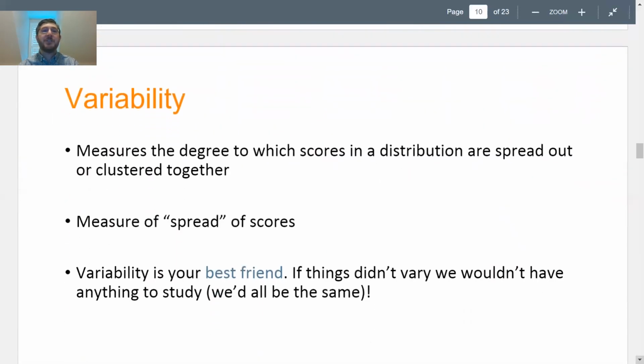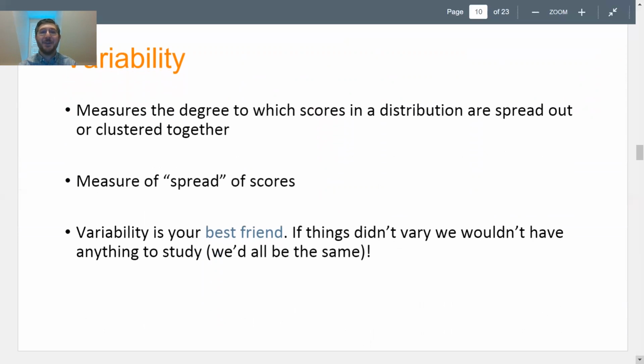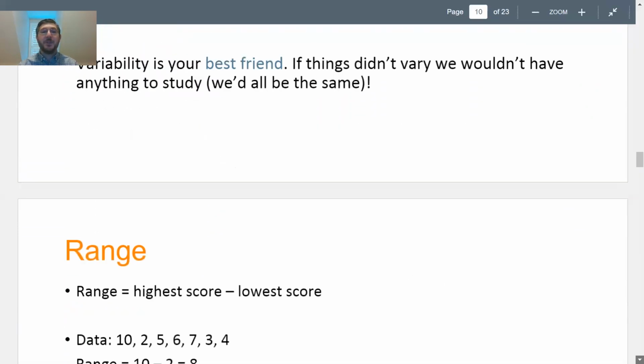So those are our measures of central tendency, or the center of the distribution. We want to know how spread out scores in the distribution are. That's what variability tells us: how spread out your scores are. And I say in here, variability is your best friend. If things didn't vary, we would all be the same.